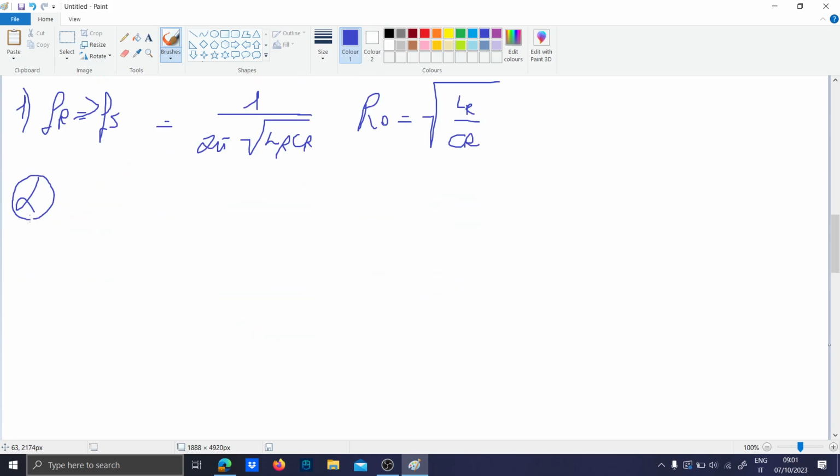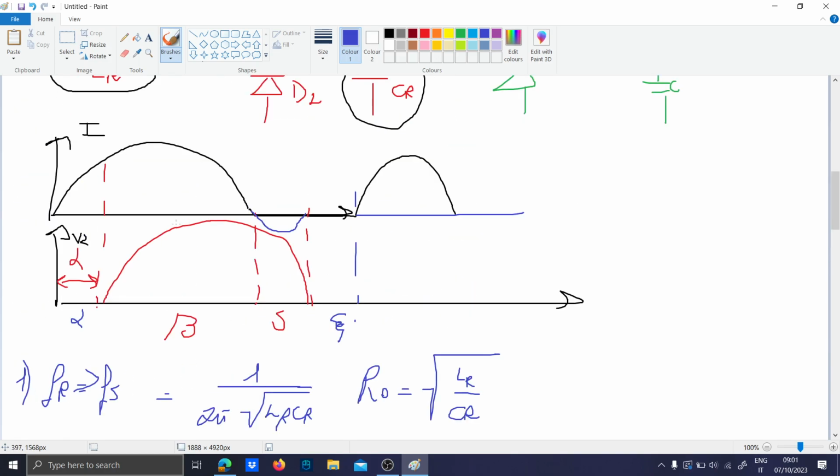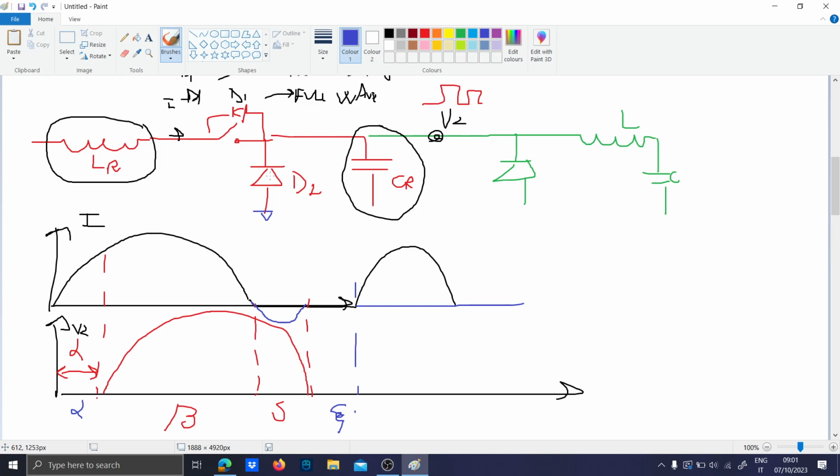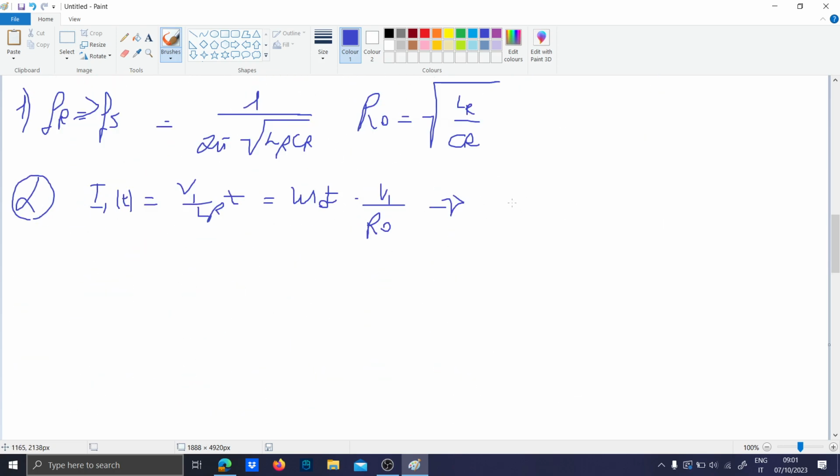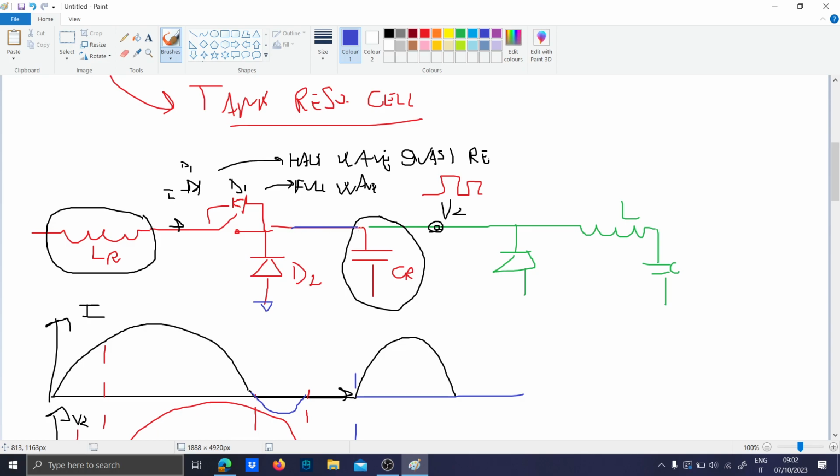So, to find the interval alpha, you recall that the current IT flowing into the switch, which is the same flowing into the resonance inductor, is VI over inductance times T, which is equal to omega 0 times T times VI over R0. So now, alpha ends when the diode D2 is forward biased. And so you have the condition that the interval alpha, over VI over R0, I'm just substituting, nothing new under the sun, is equal to the current I2, because it will be flowing on the other node, because D2 is forward biased, and so the current I1 is the same as I2.